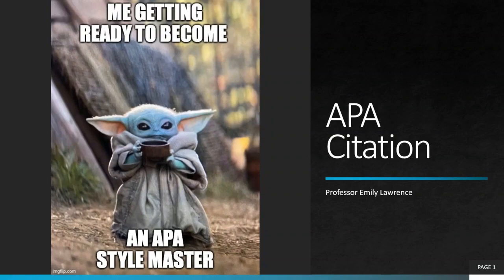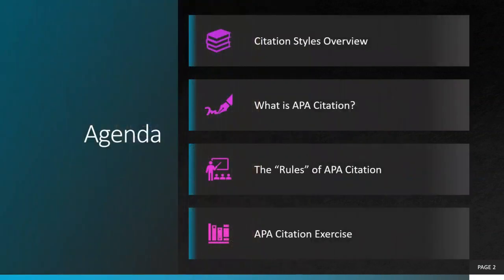Today we are going to learn about APA citation. By the end of this presentation, you will be able to differentiate between MLA and APA, define APA and discuss its origins and structure, understand the rules that make up APA citation, and complete an APA reference.